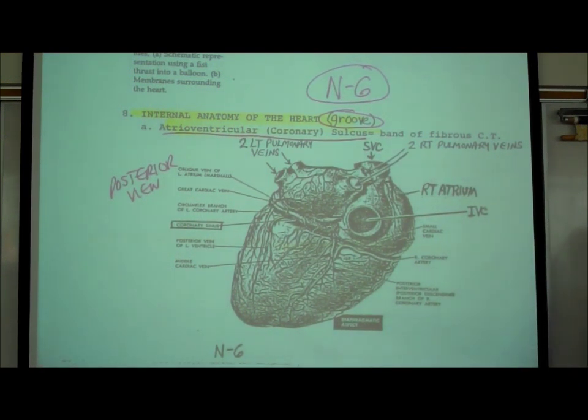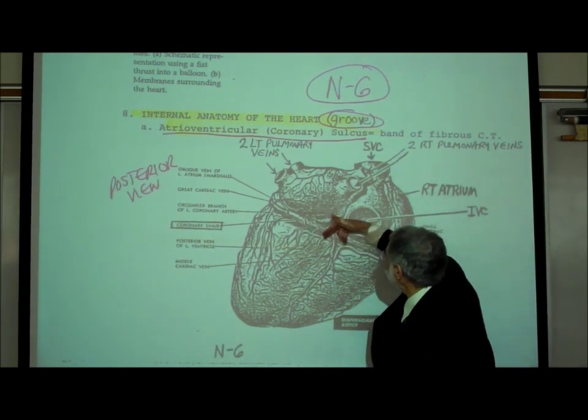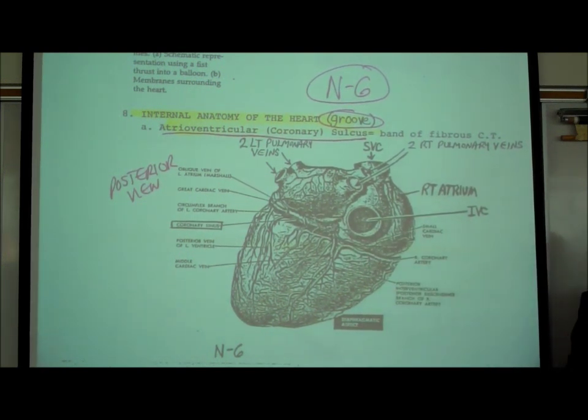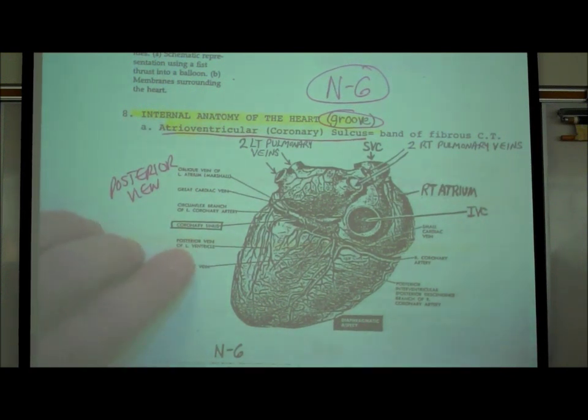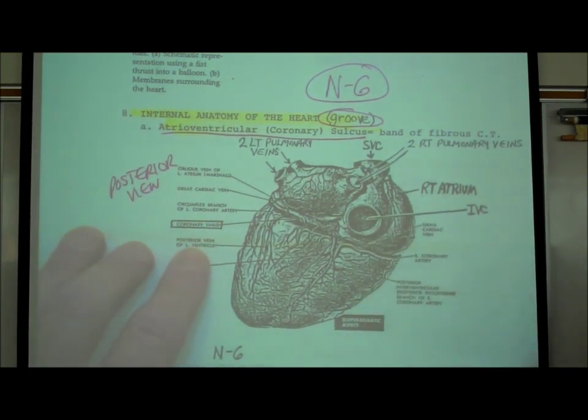I always thought one of the most beautiful names of a beach is Corona del Mar, right? Crown of the sea. I just thought that name was lovely. But anyhow, that's in this sulcus, that groove, where these blood vessels are. And so you should know what that sulcus is.